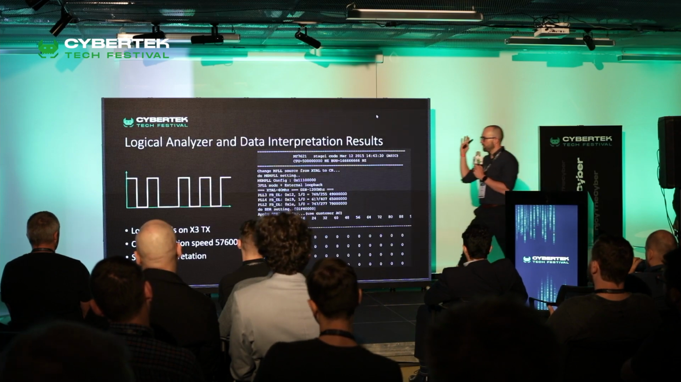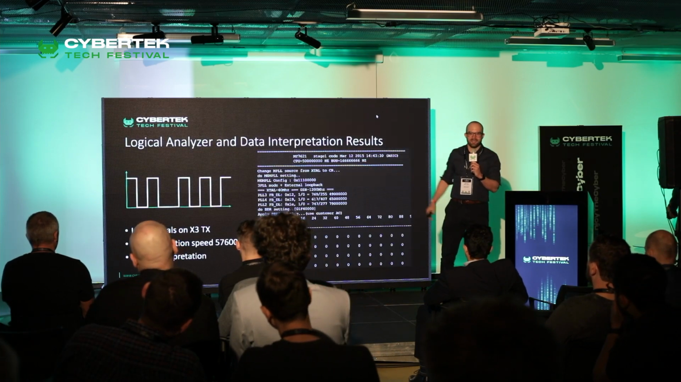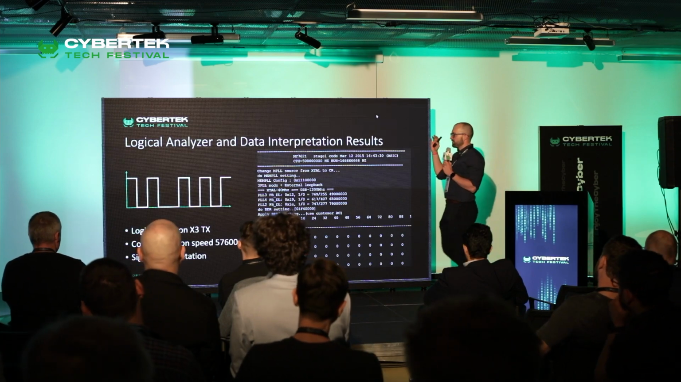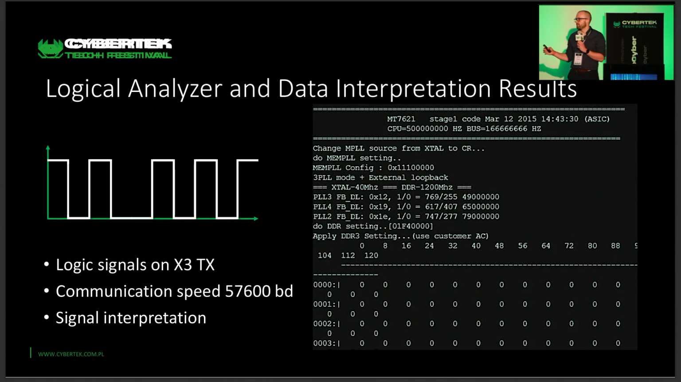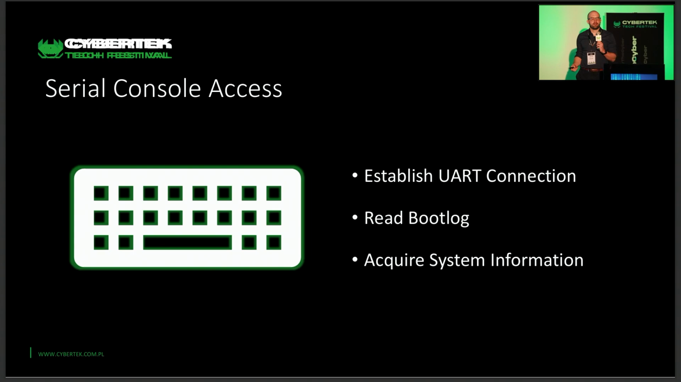Okay, great. Now we have less smooth transmissions, but our rectangular signals look good. And if we use the protocol analyzer in the logic analyzer software, it interprets the rectangular signals as ASCII text, and this looks like a bootloader output to us. So we can go on to the next step, serial console access. We connect our USB UART interface, read the boot log, and look for interesting system information.